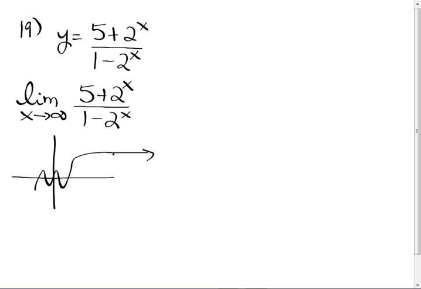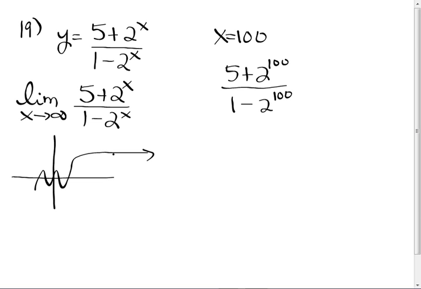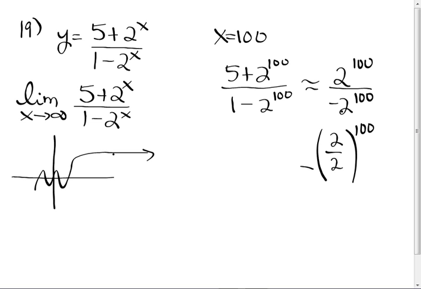It says in the question. Okay, so let's let x go to infinity. So let's try x equal to 100. Let's just use some number sense. It's 5 plus 2 to the 100 over 1 minus 2 to the 100. Do you really care about the 5 and the 1? No. So that looks like 2 to the 100 over negative 2 to the 100. If you don't see that that's negative 1, I can rewrite that since they have the same bases. It's 2 over 2 to the 100th power. What's 2 over 2? 1. 1 to the 100th is 1. So this is negative 1.